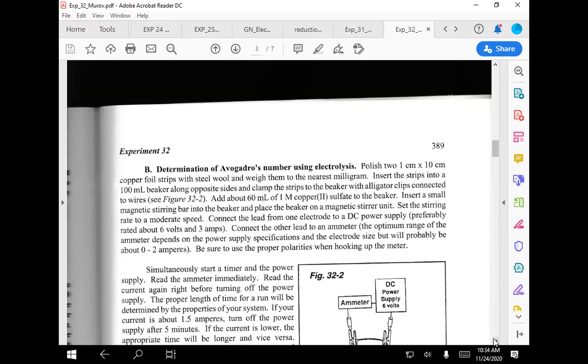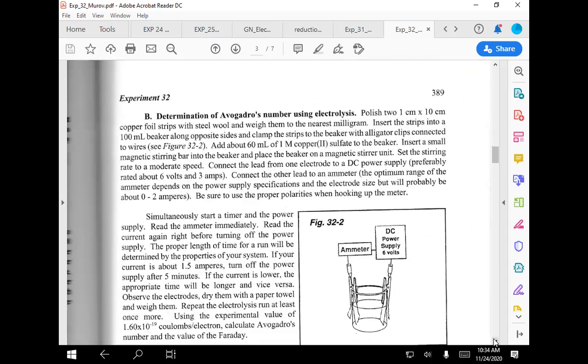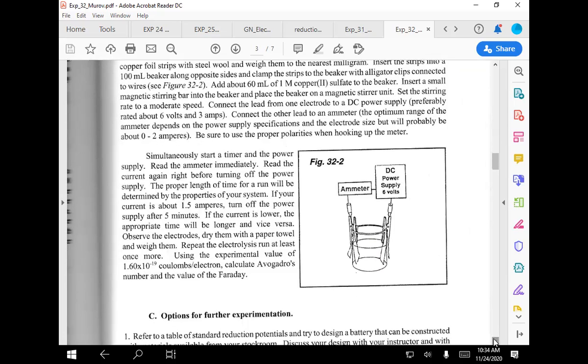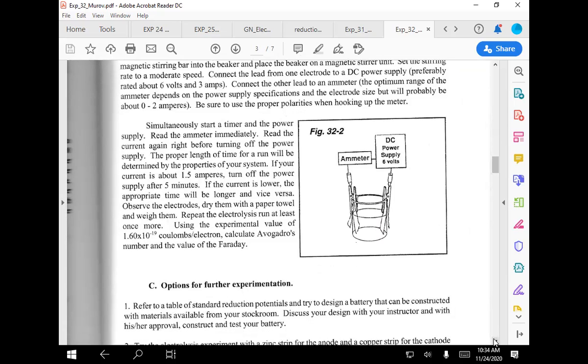Okay, so this part B is where you're going to do your data analysis. And that's to find the Avogadro's number. And then we won't be doing C because we don't get to design a battery.